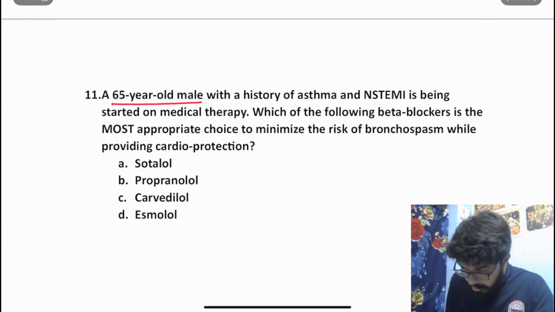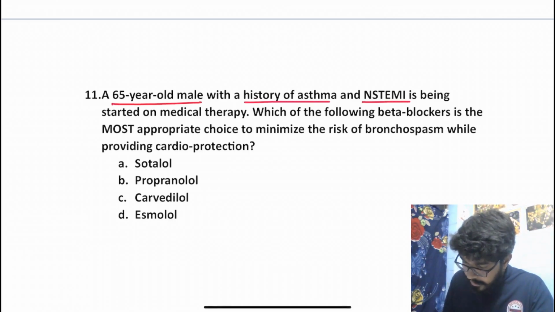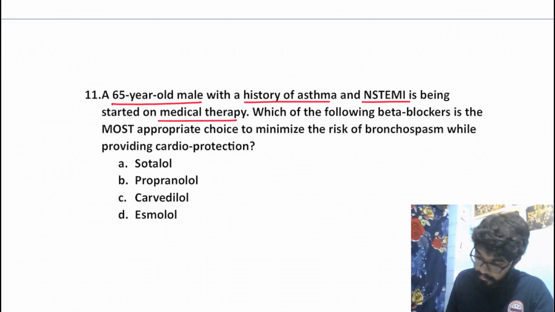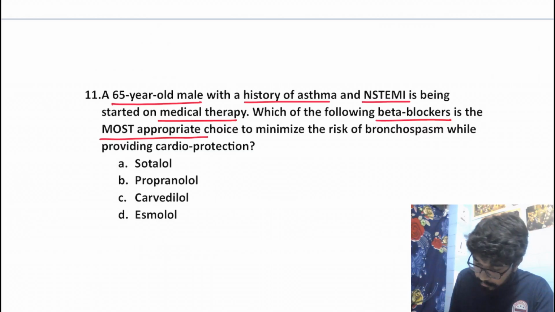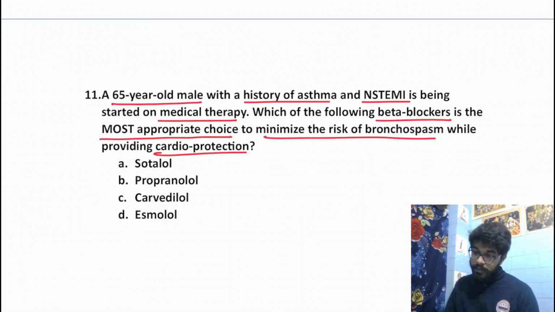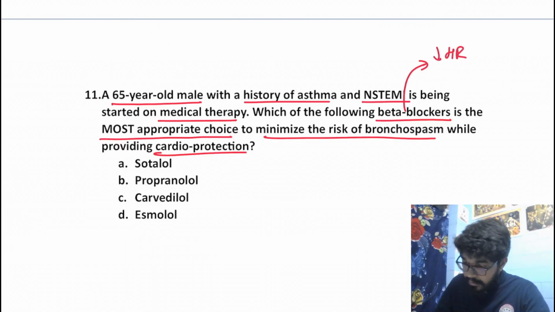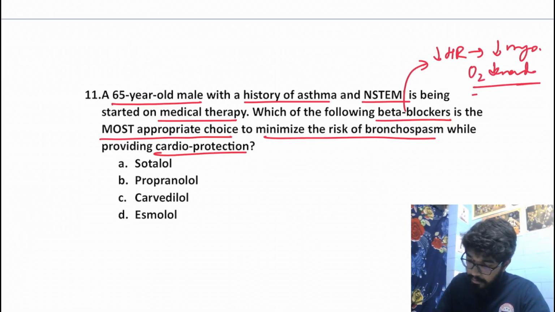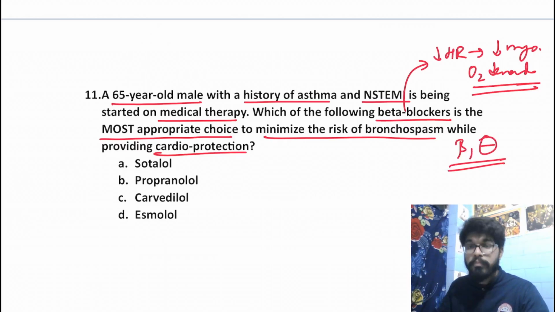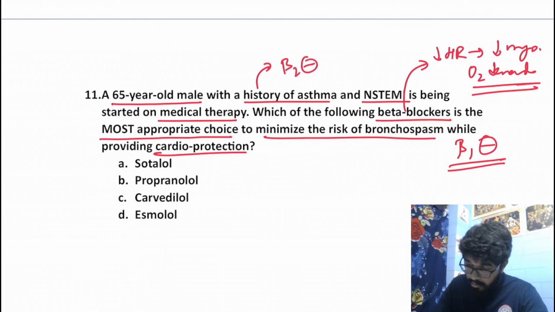Now, a 65-year-old male with a history of asthma and NSTEMI is being started on medical therapy. Which of the following beta blockers is the most appropriate choice to minimize the risk of bronchospasm while providing cardioprotection? So remember, what is the role of beta blockers in NSTEMI? We need to decrease the heart rate, and once we decrease the heart rate, there will be a decrease in the myocardial oxygen demand. In order to decrease the heart rate, we need to block the beta 1 receptors. And since the patient has a history of asthma, we do not want beta 2 blockade, right? Beta 2 blockade should be avoided.